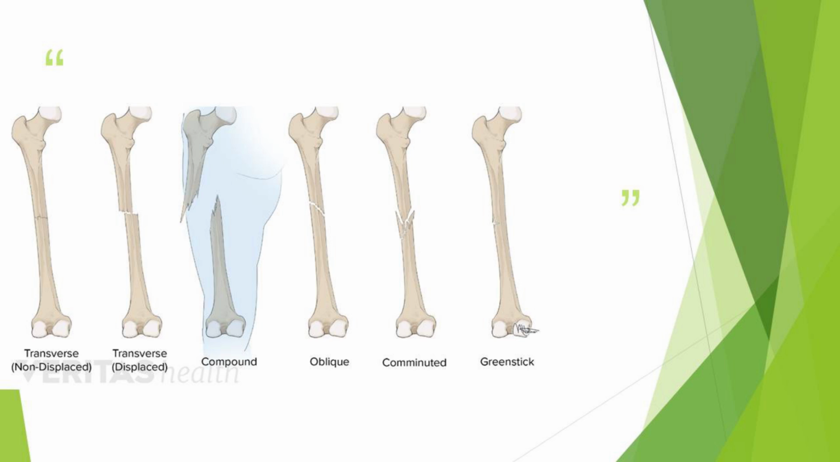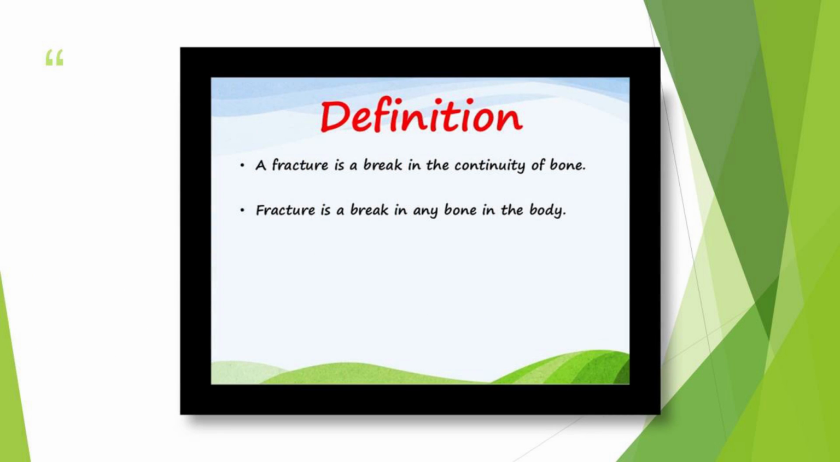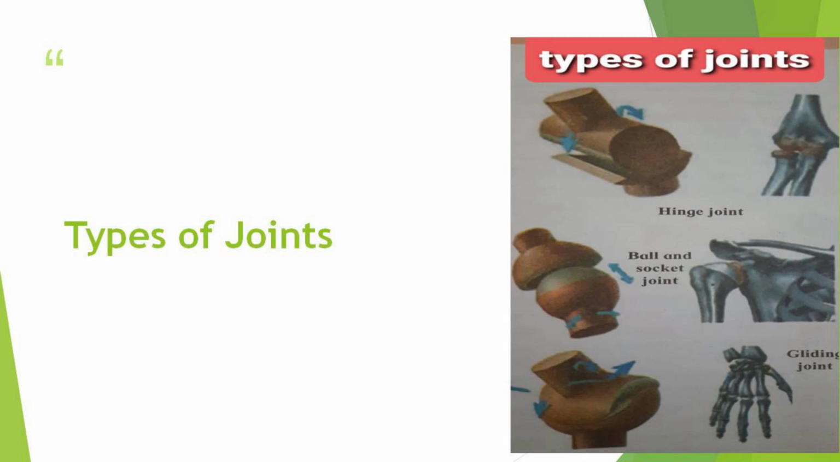The next slide is the definition of the fracture. What is a fracture? A fracture is a break in the continuity of bone. A fracture is a break in any bone in the body. Then the next slide is types of joints. Now you know, in our body, when two or more bones are brought together, there is a joint. Joints are the places where two or more bones are connected with each other.